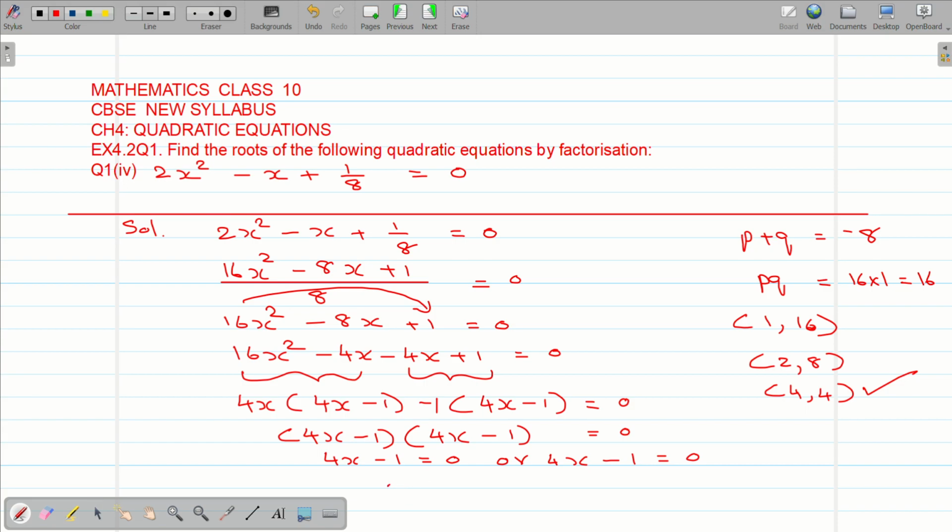If 4x minus 1 is equal to 0, x is equal to 1 by 4. The second also we get x is equal to 1 by 4. Here we are going to get repeated roots or equal roots. Therefore, the solution is x is equal to 1 by 4, or x is equal to 1 by 4. This is the case of equal roots.